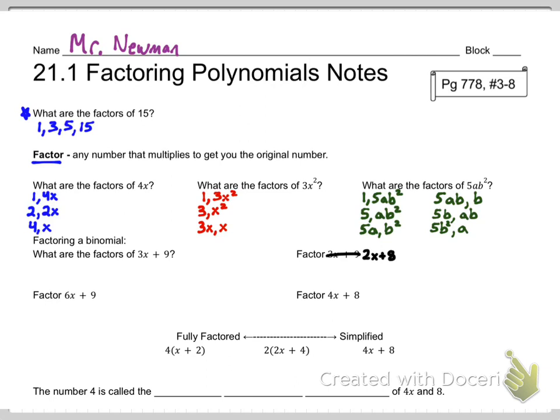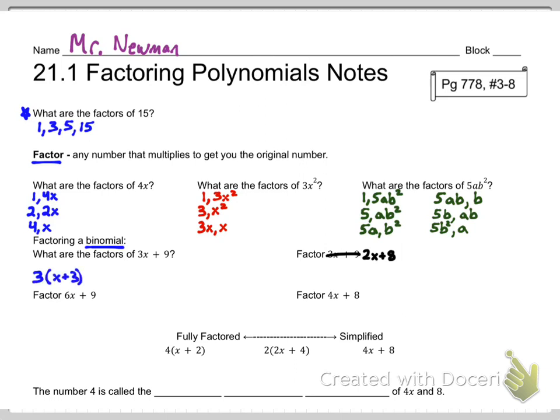Now, what if I had a binomial, 3x plus 9? Well, what can I multiply to get 3x plus 9? What you have to think of is you have to remember the distributive property. Okay, so factoring binomials works a little bit different than the monomials we did up above.